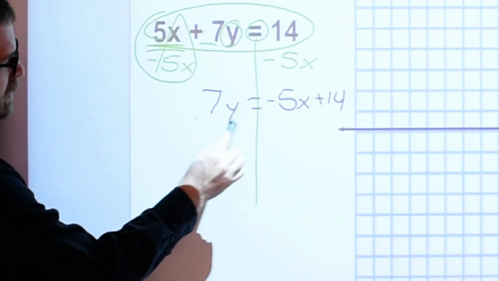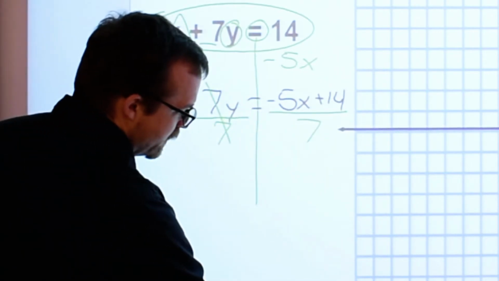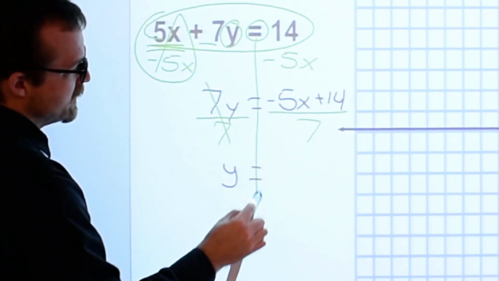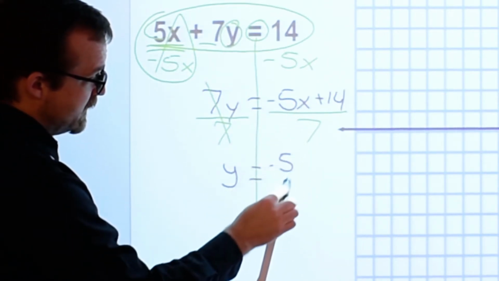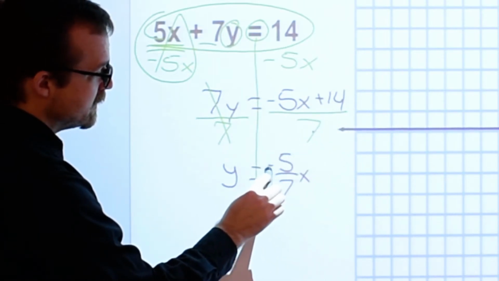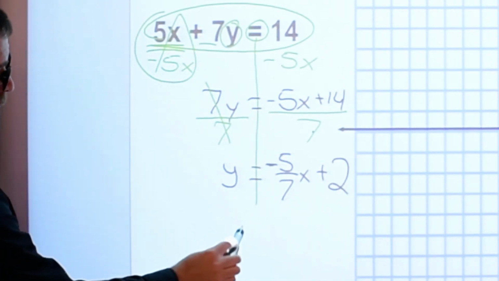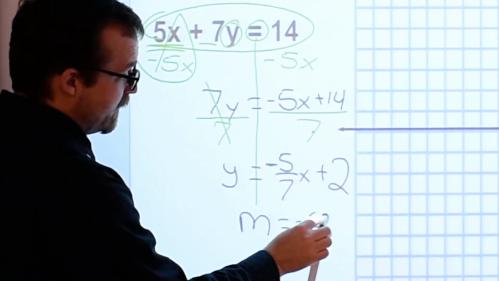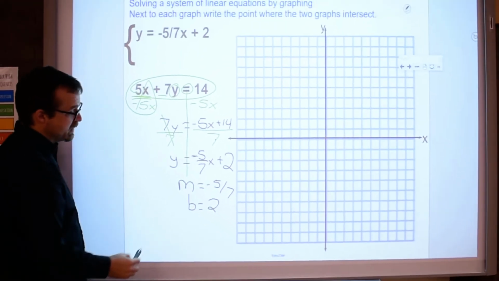We need to get rid of the 7, so we're going to divide by 7 here to get rid of the coefficient. And that's going to leave me with y equals, remember to divide everything by 7, negative 5 over 7 x. And then 14 divided by 7 is 2, positive 2. So that means that my slope is negative 5/7, and my y-intercept is 2, or my begin point is 2.